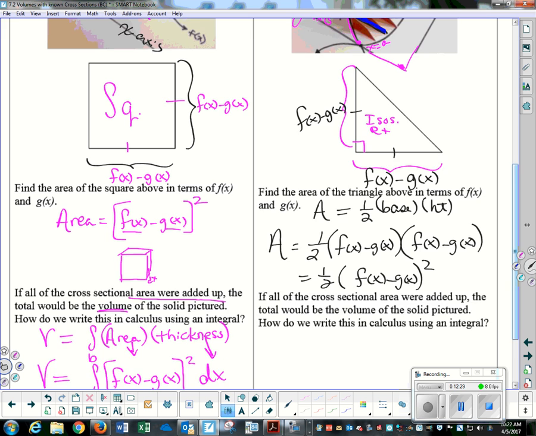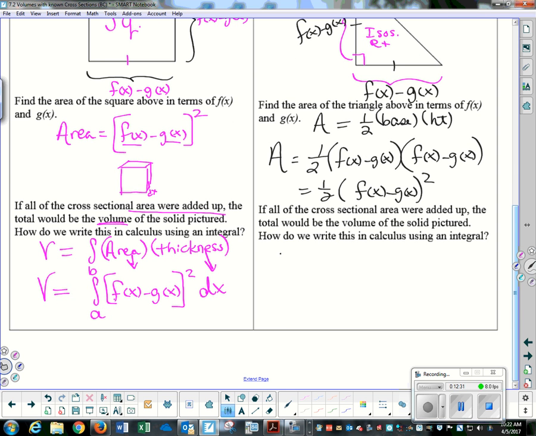Bringing that down a level then, we need to go into our volume formula because that's what we're trying to estimate or actually calculate. From a to b, these are x values where x equals a and x equals b. And it's going to be a 1/2. Well, let's just put our 1/2 out front since it's a multiplier. And then I'd have 1/2 of f of x minus g of x, quantity squared sitting in my integrand, and then multiplied by the thickness dx.